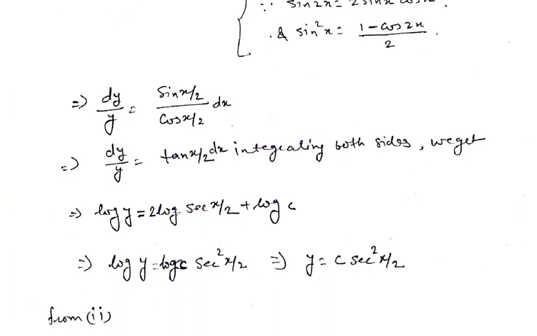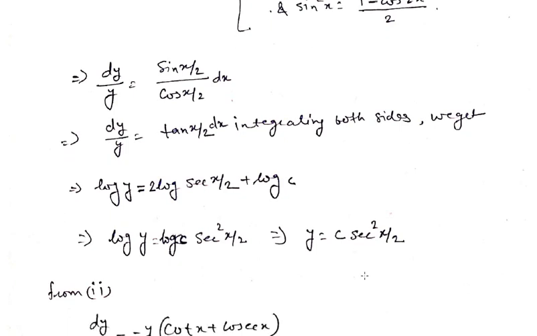Or we can rewrite the right hand part using the property of log a plus log b is log ab, and 2 log a will become log a square, so log c sec square x by 2. Or we can write it as y is equals to c sec square x by 2.